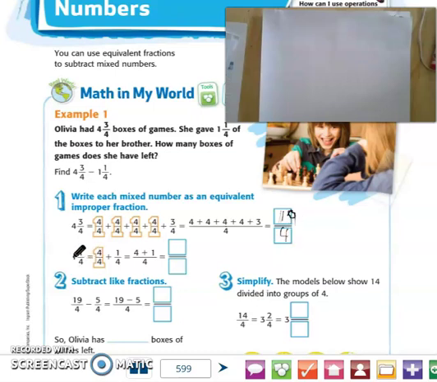I've got 1 1/4. The 1 can also be written as 4/4, and our 1/4 is here. So I've got 4 plus 1, which is 5/4. Then we're subtracting 19/4 take away 5/4, which is what they've shown here. 19 minus 5 is 14/4.